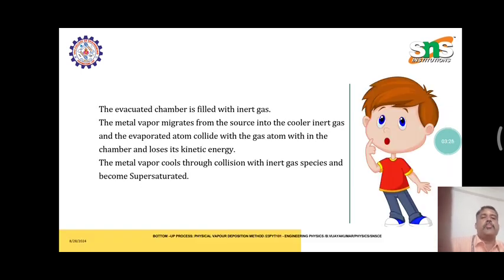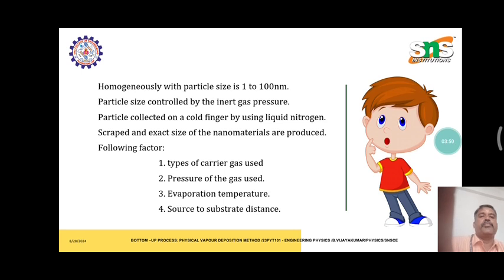The evaporation chamber is filled with an inert gas. The metal vapor migrates from the source into the cooler inert gas. The evaporated atoms collide with gas atoms and are deposited on a substrate, losing their kinetic energy. The metal vapor cools through collision with the inert gas species, forming a supersaturated state. The particles are homogeneous, with particle size of 1 to 100 nanometer. The particle size is controlled by the inert gas pressure. Particles are collected on a cold finger using liquid nitrogen.